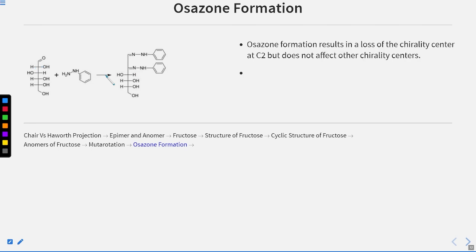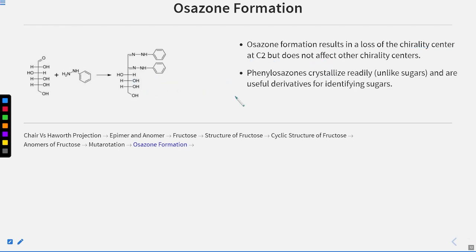So in osazone formation, what happens? It results in the loss of the chirality center at the C2 center, because now C2 is sp2 hybridized. An sp2 hybridized carbon is never optically active, so it does not affect the other chiral centers. This phenyl osazone crystallizes readily from sugar and is a useful derivative for identifying sugar.